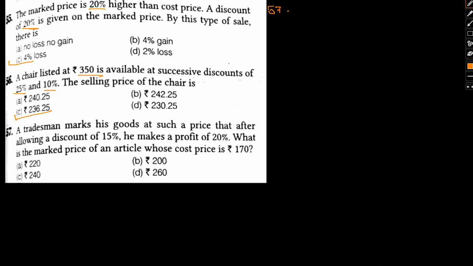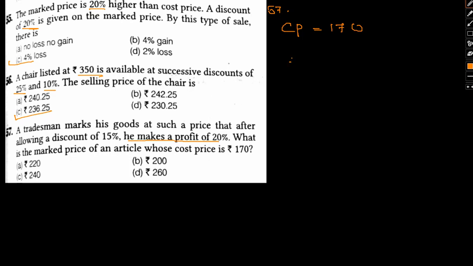A trader marks his goods at such a price that after allowing a discount of 15%, he makes a profit of 20%. What is the mark price of the article whose cost price is 170? So we are given cost price equal to 170. It said that he makes a profit of 20%.